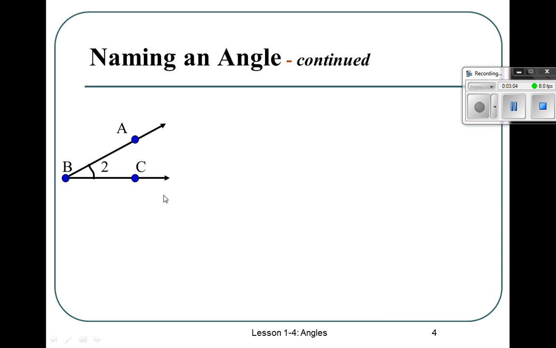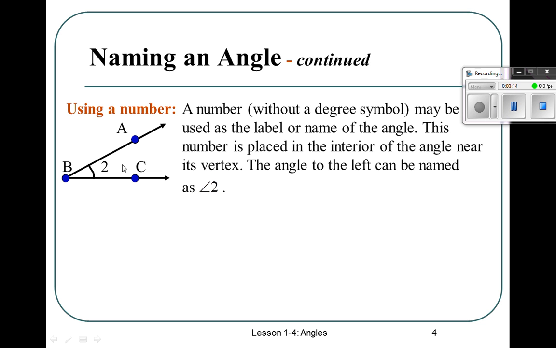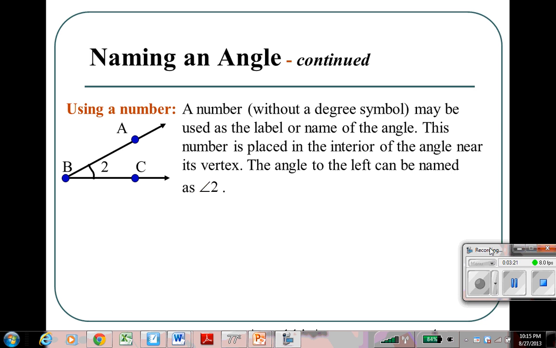You will see a lot of notation where there's a number written inside of an angle. A number without a degree symbol may be used as the name of an angle. This number is placed in the interior of the angle near the vertex. So we could call this angle ABC, or we could call it angle 2. This will make much more sense once we start doing some work with angles.